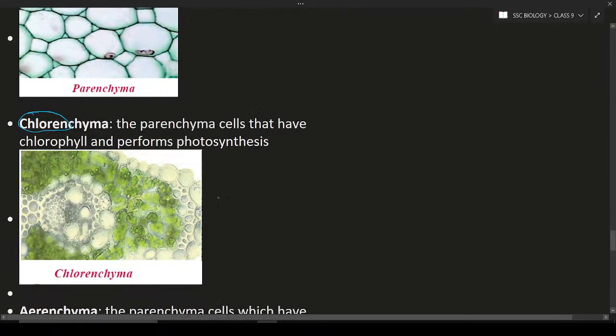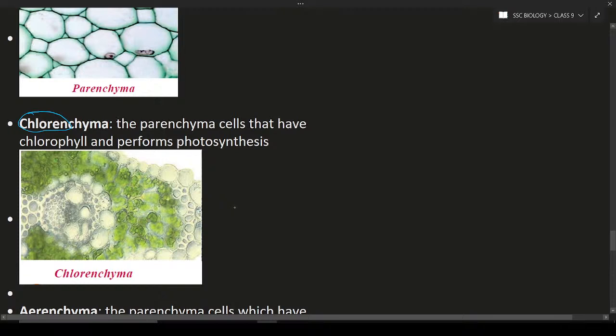So why is this chlorenchyma green in color? Because these cells look green, due to the presence of chlorophyll. We know that the chlorophyll is green in color. Okay, the chlorophyll is which color? The chlorophyll is green in color. So why is the chlorophyll green in color? Because it is a pigment. It is a green colored pigment, so it is known as chlorophyll.